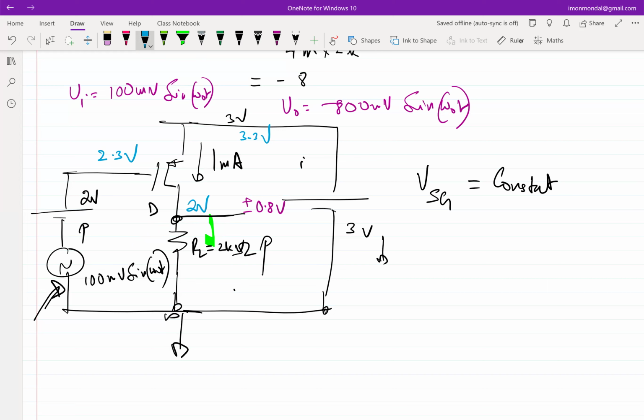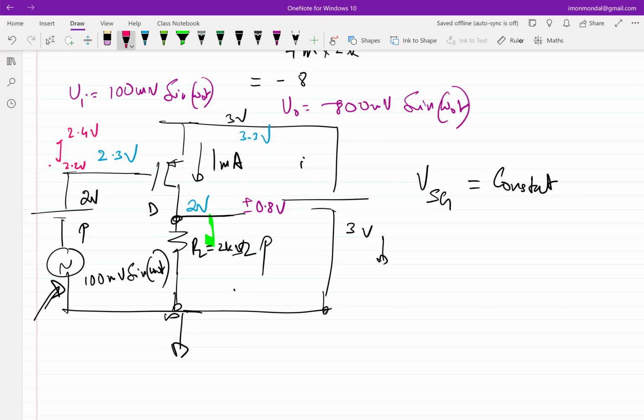Right? So how much is the input swinging by? Input is going from 2.2 volt to 2.4 volt, right? So this is the range, 2.2 volt to 2.4 volt. Okay, what is the gain? The gain is still -8, assuming the transistor is in saturation. So what is the output voltage swinging by? Plus minus 0.8 still, which means that it can go to 2.8 or 1.2.